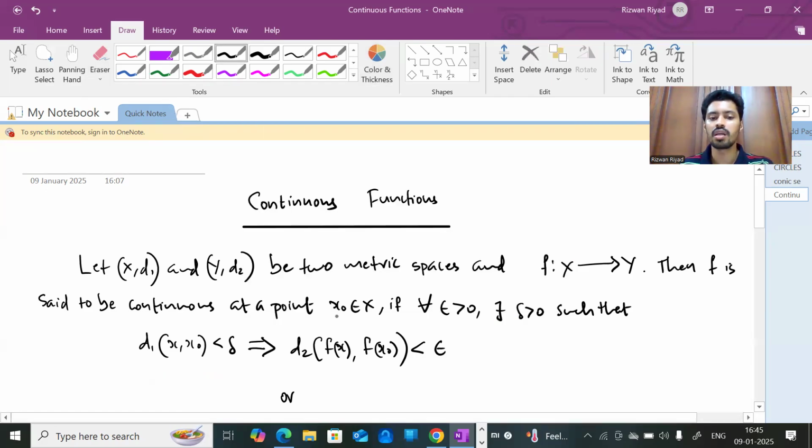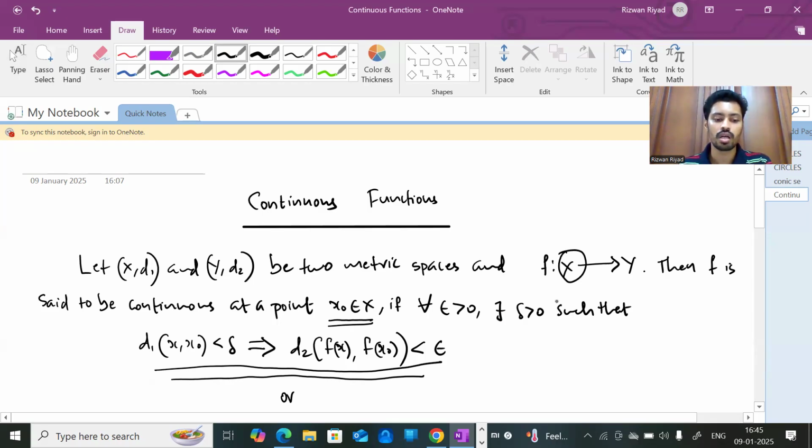This means continuous only at one point x naught. But if this condition for x naught is happening for all the points in X, not only at this point x naught, not only at one or two points, if this condition is satisfied at all the points in our domain, capital X, then we can say that the function is continuous in that entire domain X. Such functions are known as continuous functions.